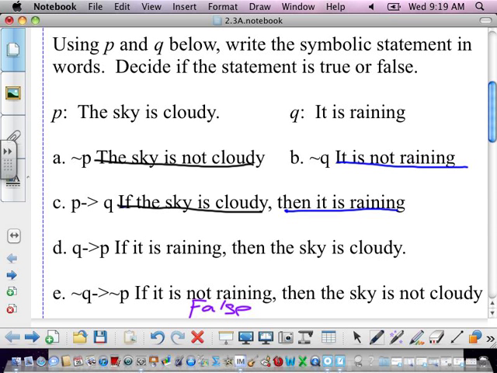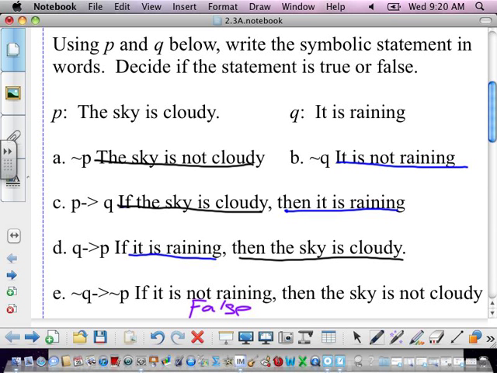Okay. So conditional statement, we stick the if in front of it. If the sky is cloudy, then we make the conclusion it is raining. Okay. So if we switch Q and P, we put Q first. So we say if it is raining, then the sky is cloudy.